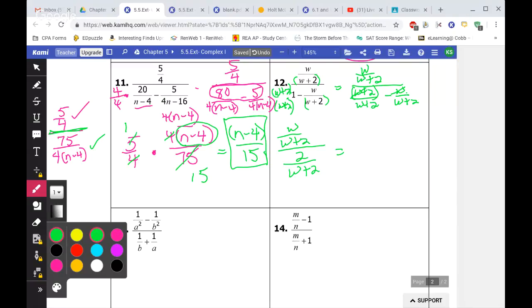So now I'm going to keep, flip, change. Keep the numerator just like it is, flip or change that division symbol to a multiplication, and then flip the bottom into a reciprocal. Flip it. So now we're going to look and see what can we cancel out. And we're left with a W on top and a 2 on the bottom. And that's our final answer for that one.